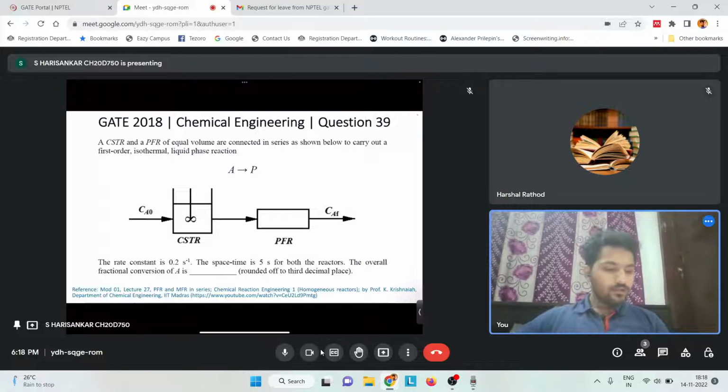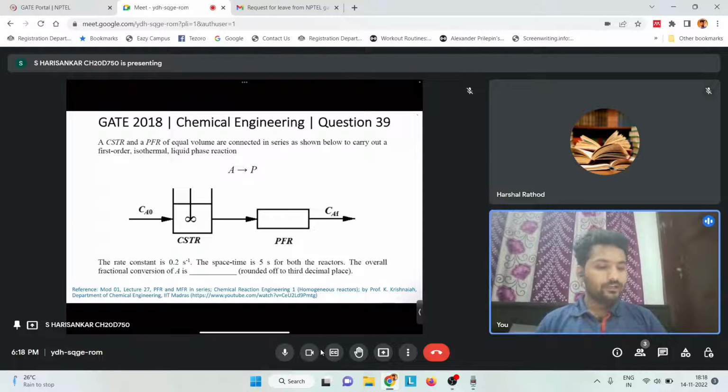Okay. So this is a question from GATE 2018, question number 39 from chemical engineering. A CSTR and PFR of equal volume are connected in series as shown below to carry out a first order isothermal liquid phase reaction. The reaction is A giving B. The rate constant is 0.2 second inverse. The space time is 5 seconds for both the reactors. The overall fractional conversion of A is dash, rounded off to third decimal place.